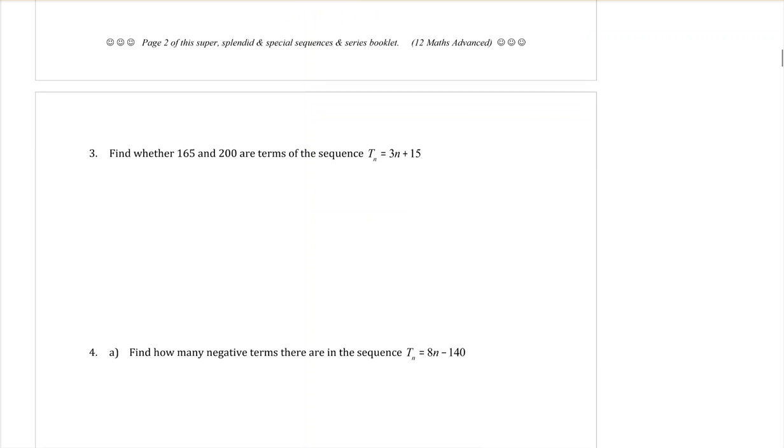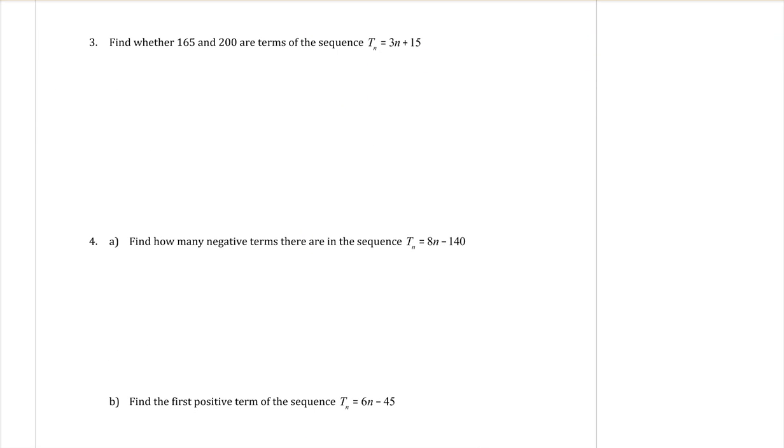All right, question 3. Find whether 165 and 200 are terms of the sequence T of n equals 3n plus 15. So what I'm going to do is I'm going to make T of n equal to, start with the 165 and see if that actually works out to be a nice value for n. N should always be a whole number if it is a term in that sequence. We only ever sub in whole integers.